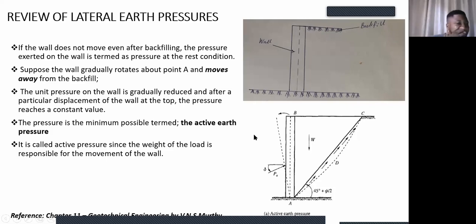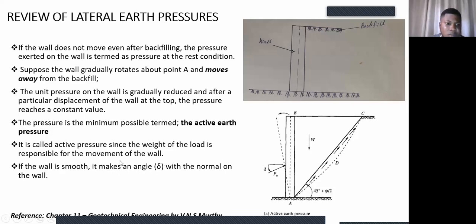Thanks. Now, for active earth pressure, the weight of the backfill itself is responsible for the movement of the wall. It is crucial you have this by heart because it's a likely OBJ question. Now, moving on. Okay, before we move on, if the wall is smooth, then this particular pressure.